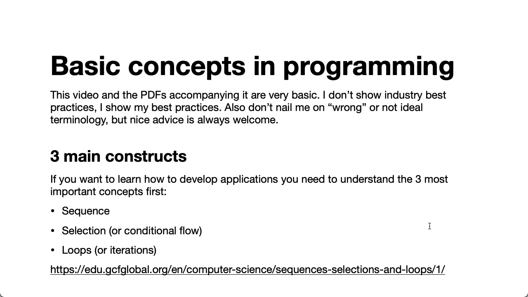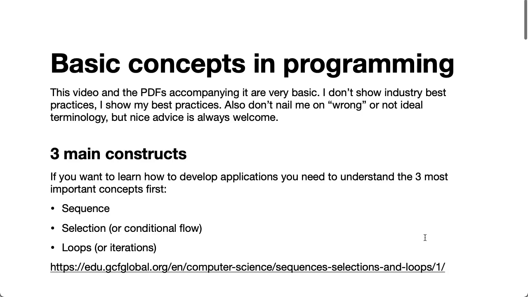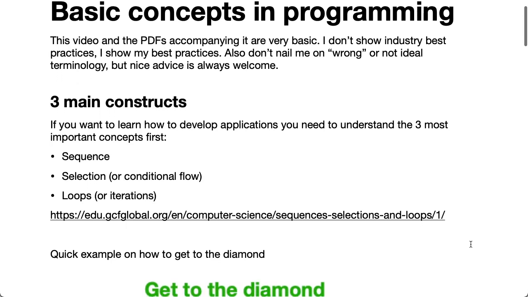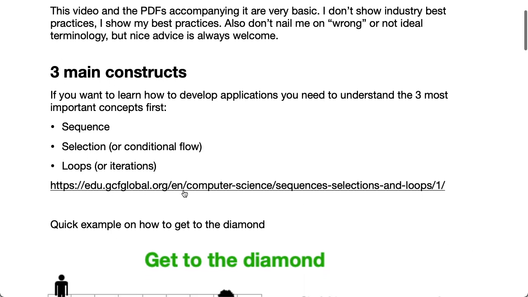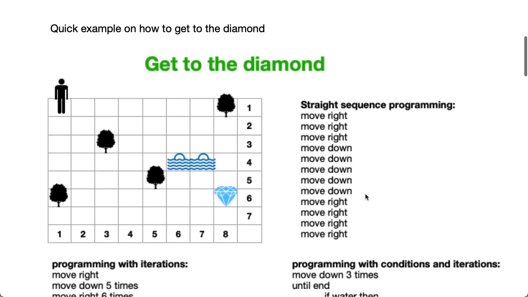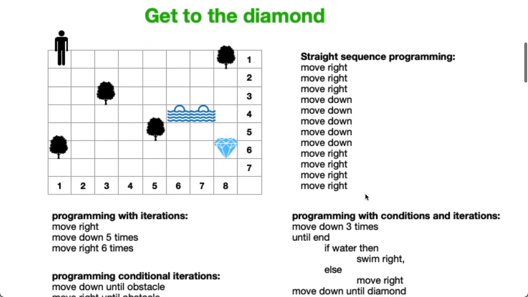Basic concepts in programming. There are basically three main constructs: the sequence, the selection, I usually call it conditional flow, or loops or iterations, how I call it. There I put the link into the PDF of the video, see in the description, with further information on sequence, selection and loops. Just to give you an example, let's say we have this playground where the person needs to get to the diamond.